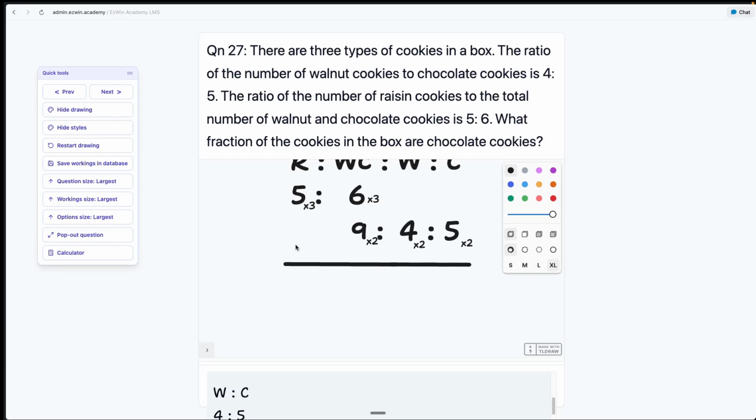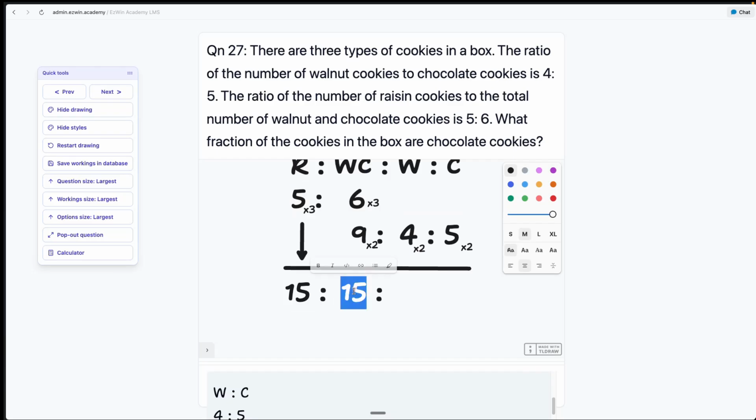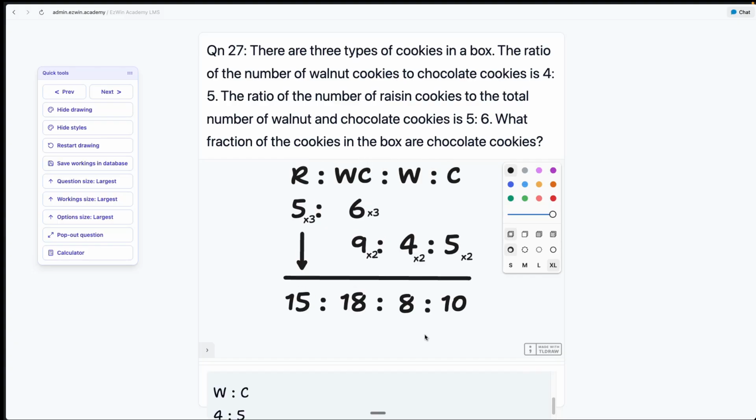So the final one will be 5 times 3. I'll just put an arrow down. Okay, and then 4 and 5 is the same. So this would then become 15. And we don't really care about the walnut chocolate, but okay, I'll just put it. This will be 18. And then 4 will be 8 is to, sorry, not 5, 10. Okay. So now we know the raisins, walnut, and chocolate.